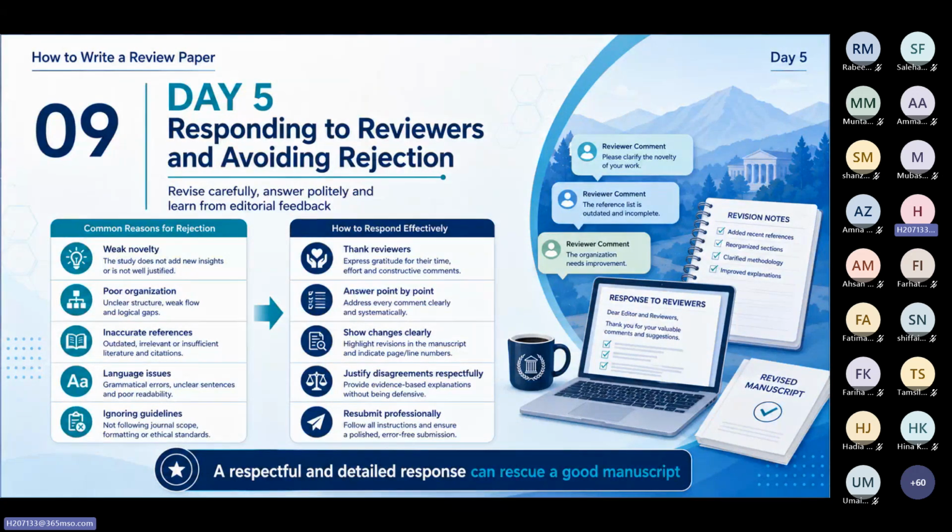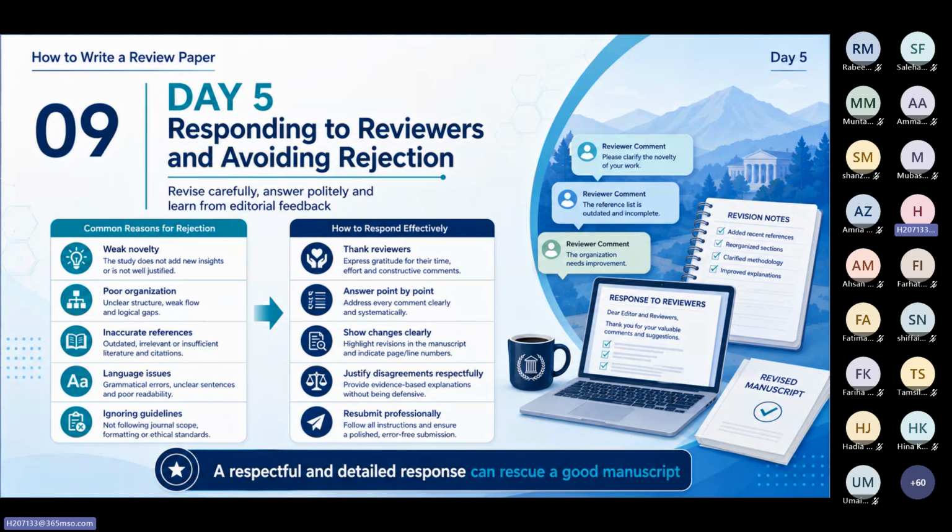Responding to reviewers and avoiding rejection. How? Common reasons for rejection include weak novelty: our paper does not have good novelty, like new things or new ideas. Poor organization: we did not structure it well, did not cover the logical gaps, and we kept leaving many things weak. We do not pay much attention to making it strong.